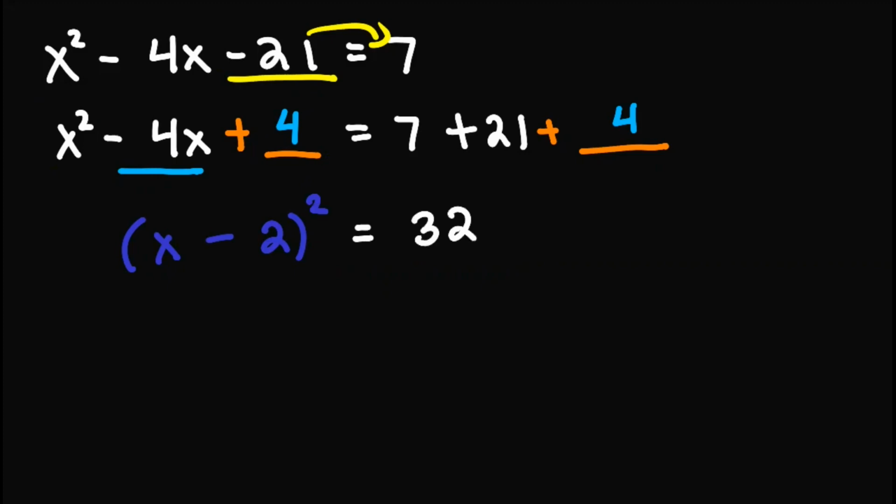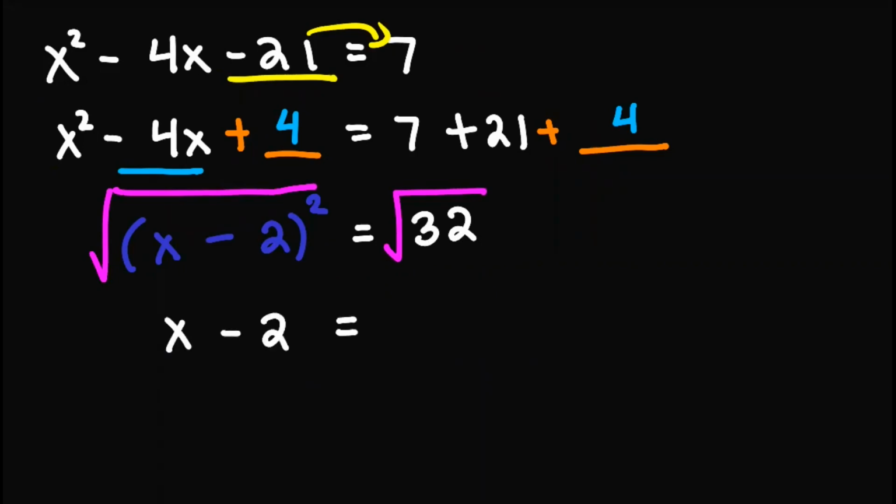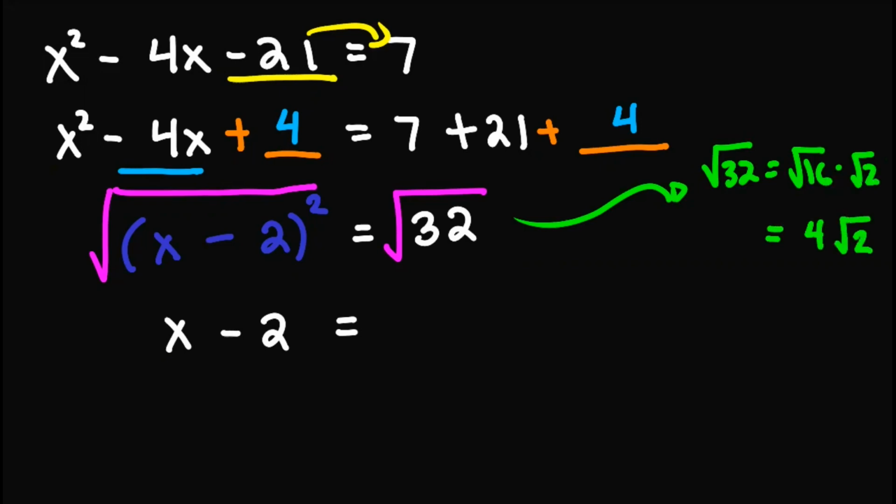So now we take the square root of both sides. And so on the left side, we'll have x minus 2. On the right side, note that in simplifying this, the square root of 32 is equal to the square root of 16 times the square root of 2. The square root of 16 is equal to 4. And the square root of 2, we can't simplify that. So this one is the simplified form already. So we have here 4 square root of 2. And don't forget the plus minus sign out here.